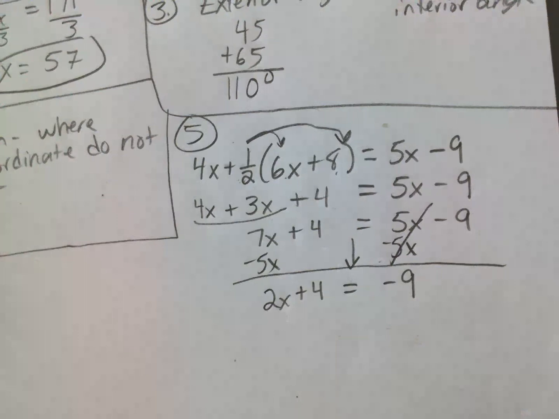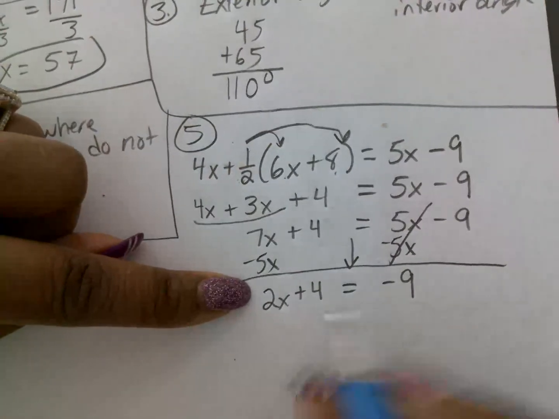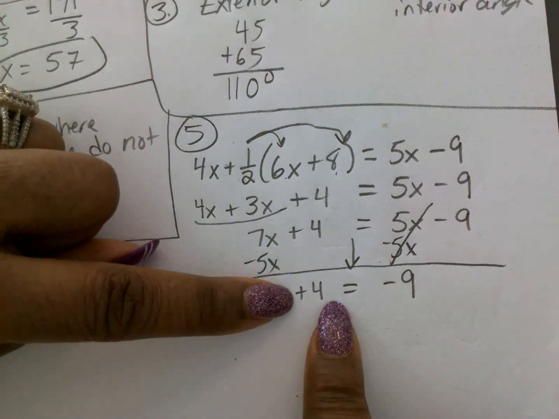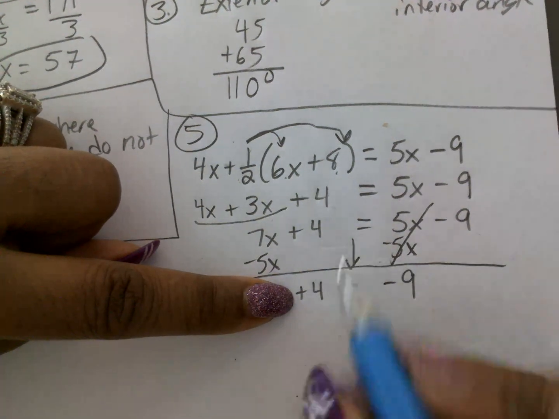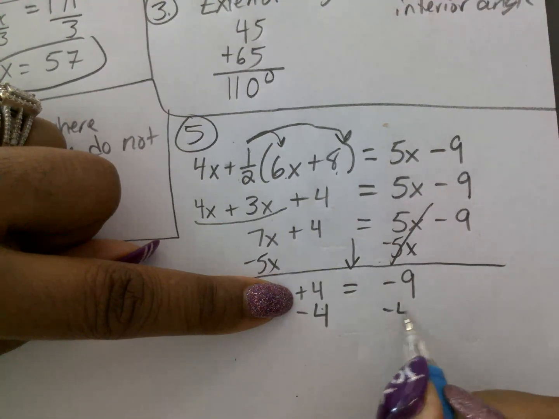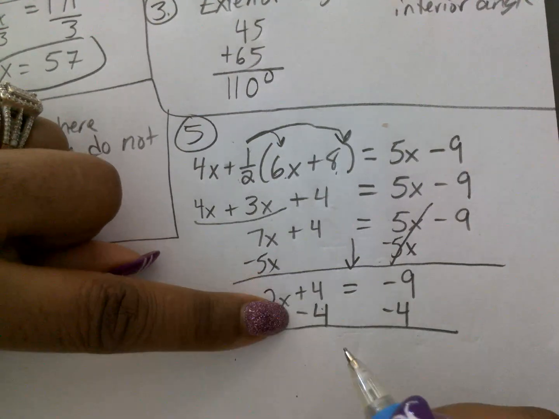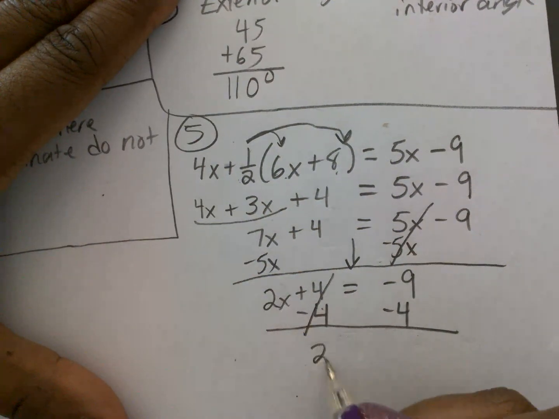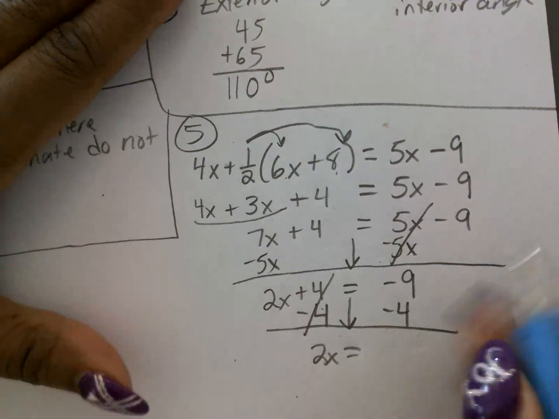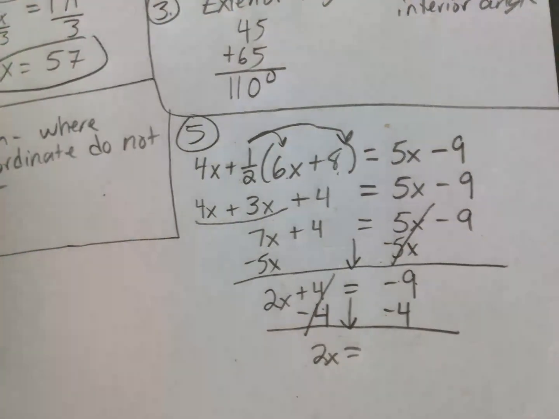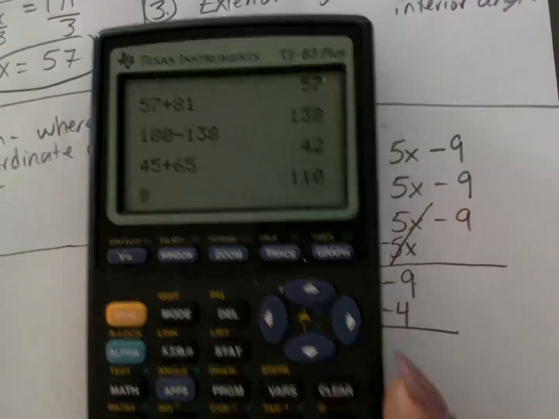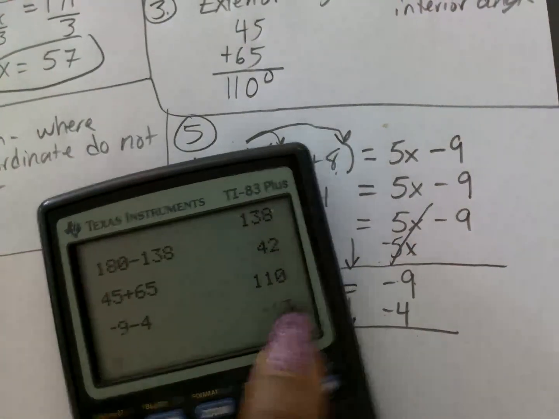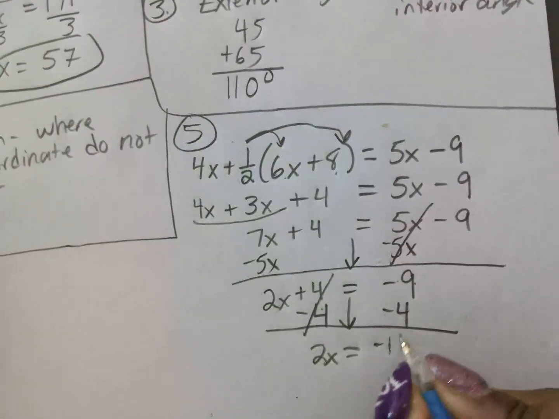Now, to get x by itself, I want to move the number that's not directly attached to the variable, 4. To move a positive 4, you have to subtract the 4. Use inverse operation. If it was subtraction, you would add. So this is gone now, and all I'm left with is 2x. Bring down the equal. Now I have negative 9 minus 4. If you forget, you could type that in. That's going to give you a negative 13.